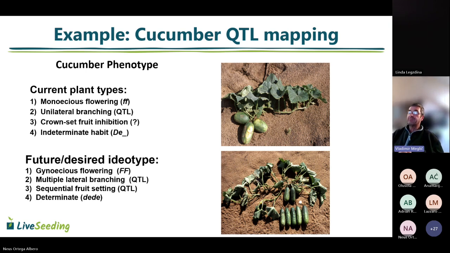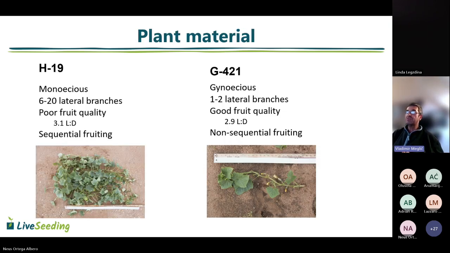Next slide, please. For that, we have chosen two experimental varieties or lines, H19 and G421. The first one is monoecious, the second one gynoecious.